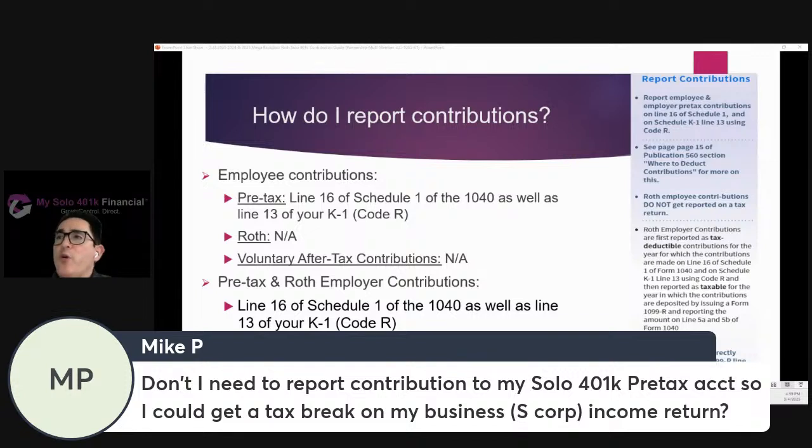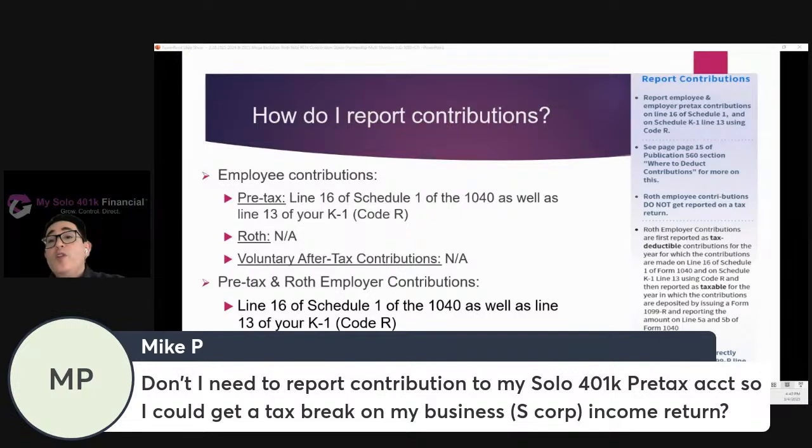Do I need to report contributions to my solo 401k pre-tax account so I could get a tax break on my business income return? Yes, in short, one needs to report those pre-tax contributions because that's how you get the credit, right? That's how you reduce your taxable income. Now, if the business is taxed as an S Corp, there's two types of pre-tax contributions that could potentially be made. One is employee, the other is employer.